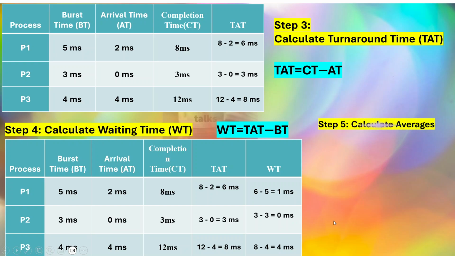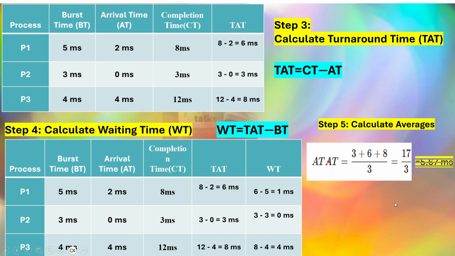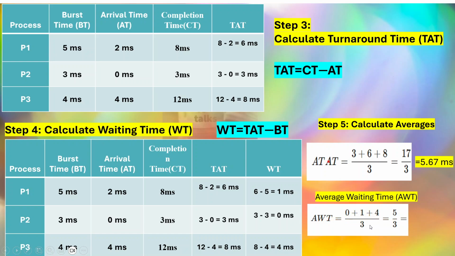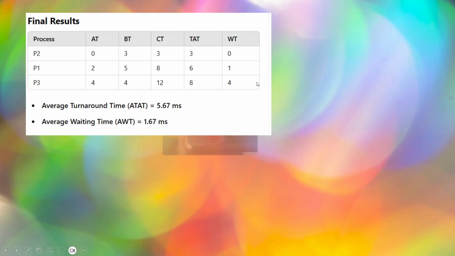In the last stage, we are going to calculate the averages. The average turnaround time is calculated as the summation of TAT divided by the number of processes, which is 17 by 3, and the value is 5.67. Likewise, we calculate the average waiting time, which is the summation of waiting time divided by the number of processes, 5 by 3, which is 1.67 milliseconds. So finally, we find the turnaround time and waiting time, and then the average turnaround time and average waiting time.